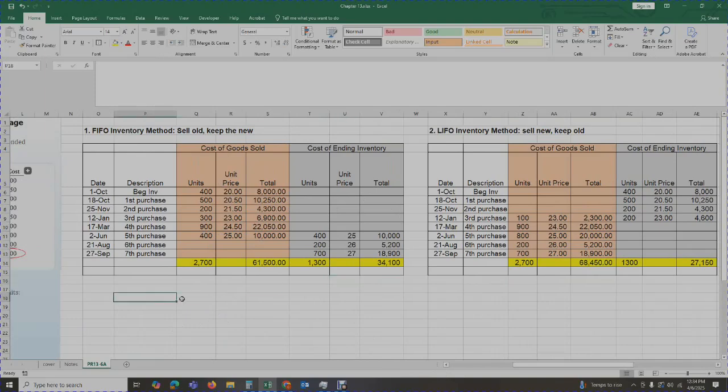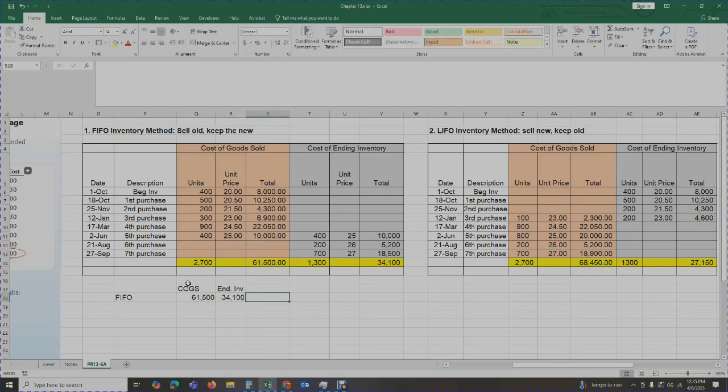So I'm just going to do a little table here for FIFO, and then cost of goods sold, and then ending inventory. That way we can compare. So for cost of goods sold, I put it backwards. There we go. For my cost of goods sold for FIFO, I've got 61,500. For my ending inventory, 34,100.